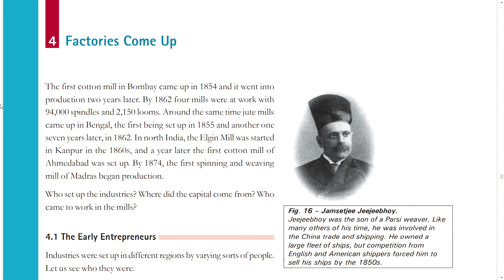Four, factories come up. The first cotton mill in Bombay came up in 1854 and it went into production 2 years later. By 1862, four mills were at work with 94,000 spindles and 2,150 looms. Around the same time, jute mills came up in Bengal, the first being set up in 1855 and another one 7 years later in 1862. In North India, the Elgin Mill was started in Kanpur in the 1860s, and a year later the first cotton mill of Ahmedabad was set up. By 1874, the first spinning and weaving mill of Madras began production.